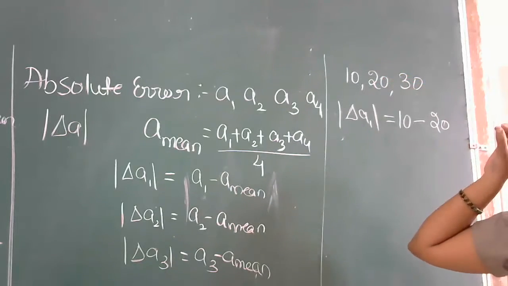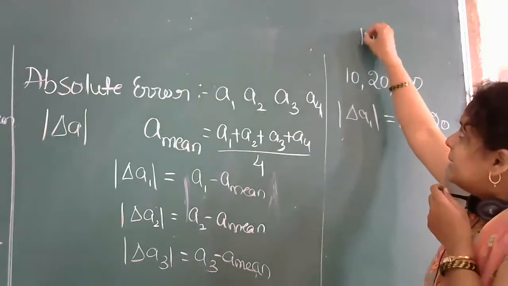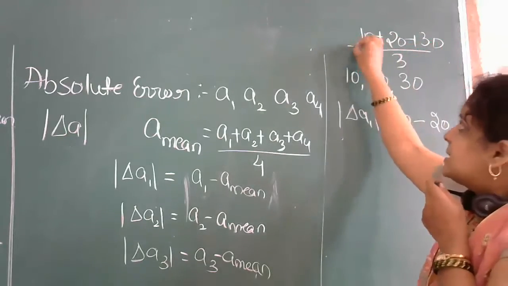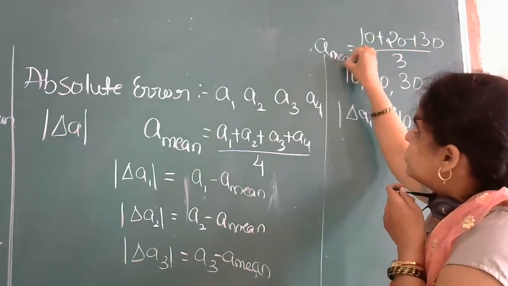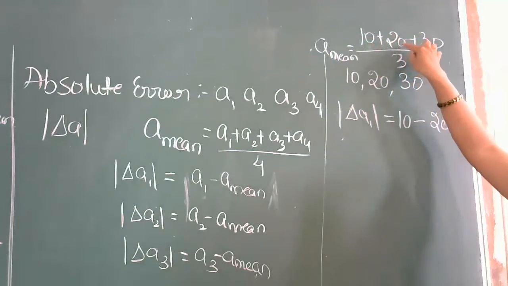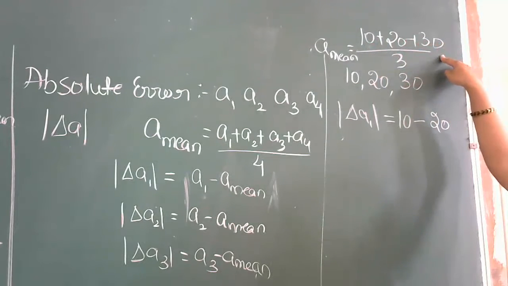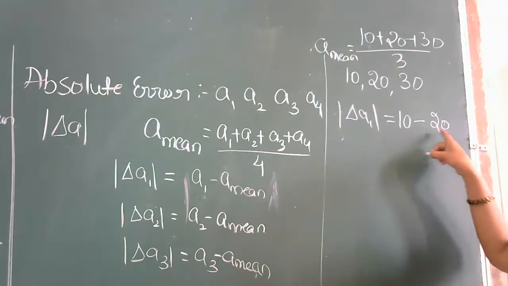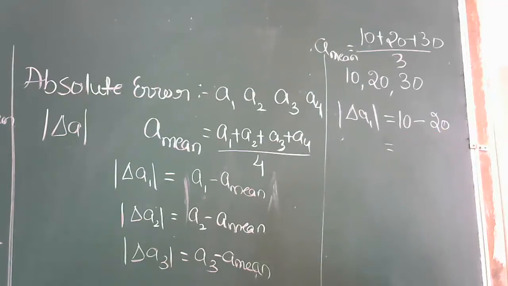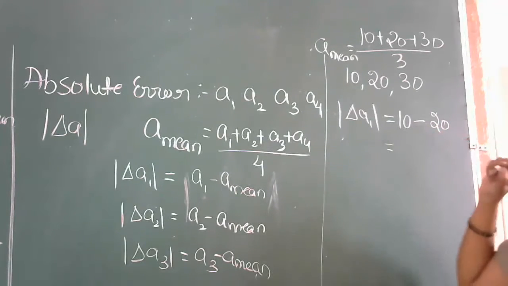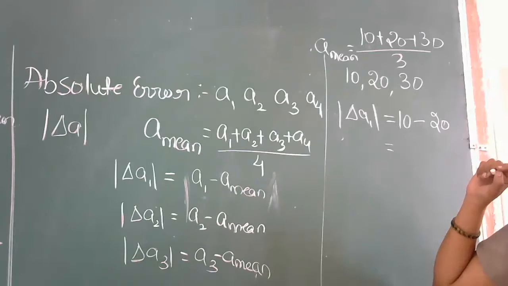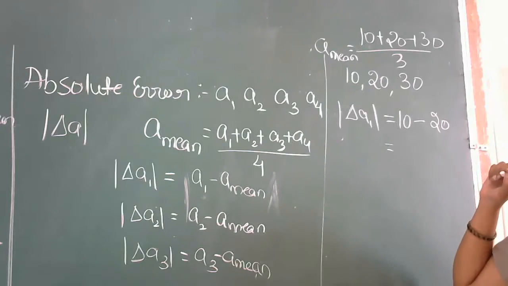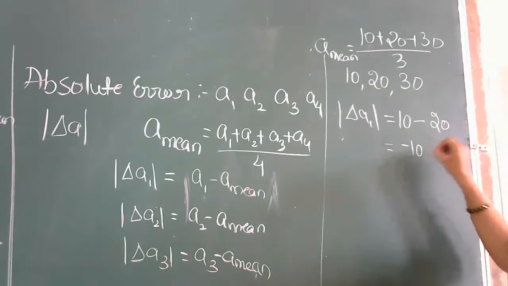The students who are not getting this, I'll tell you: that is nothing but 10 plus 20 plus 30 divided by 3. A mean is equal to 10 plus 20, which is 30, plus 30 is 60. 60 divided by 3 is 20. Is it clear, everyone? So 10 minus 20 is minus 10.